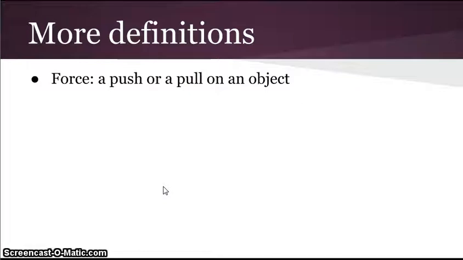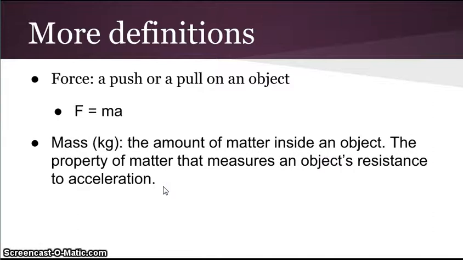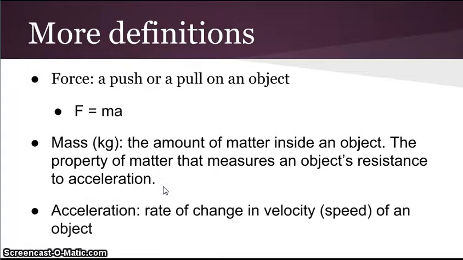A force is basically just a push or a pull on an object, and in this instance, force is equal to the mass of an object times its acceleration. Mass is always measured in kilograms in physics, and mass is basically the amount of matter inside an object. But in physics, we say that mass is the property of matter that measures an object's resistance to acceleration. And here acceleration is the change in velocity or the speed of an object.